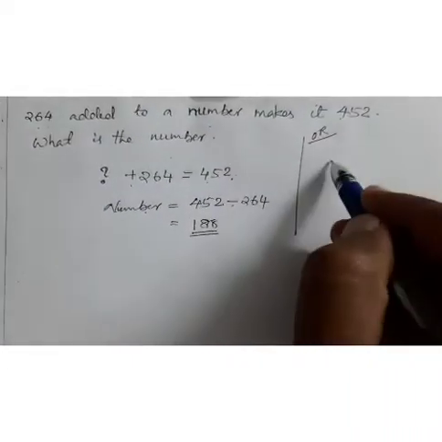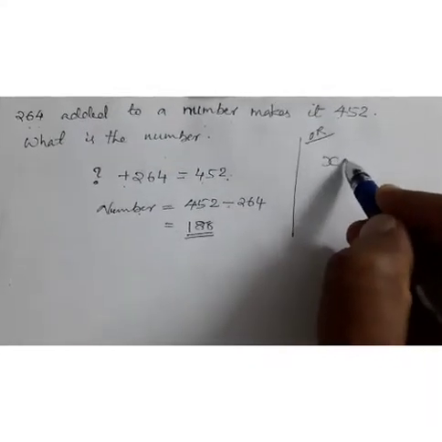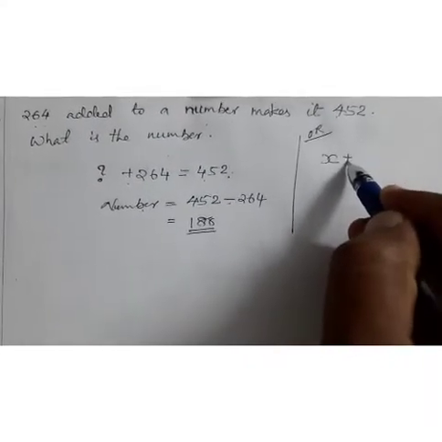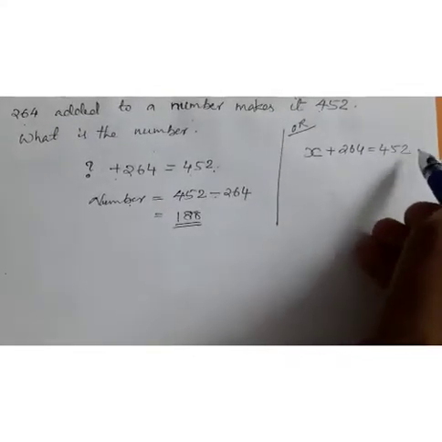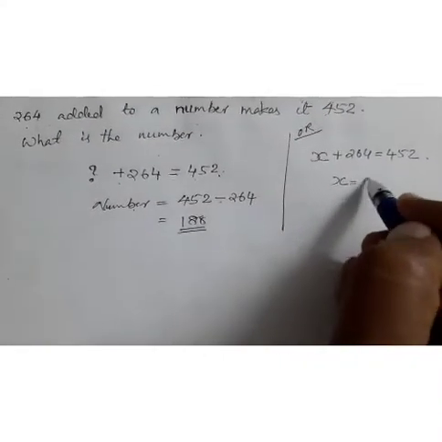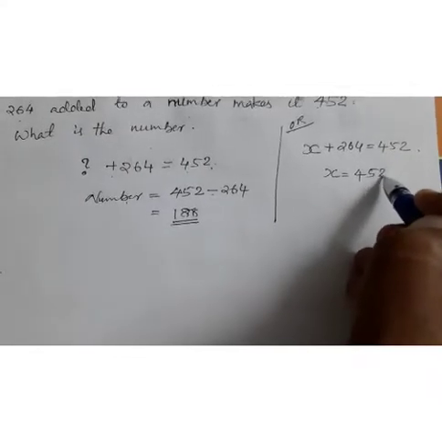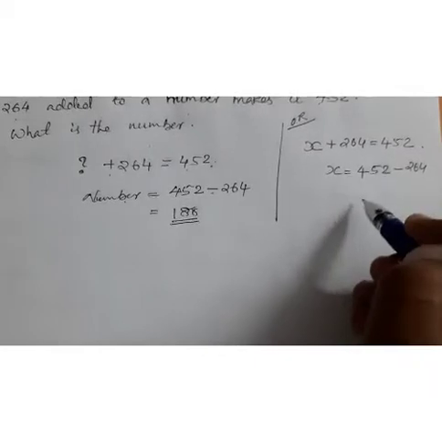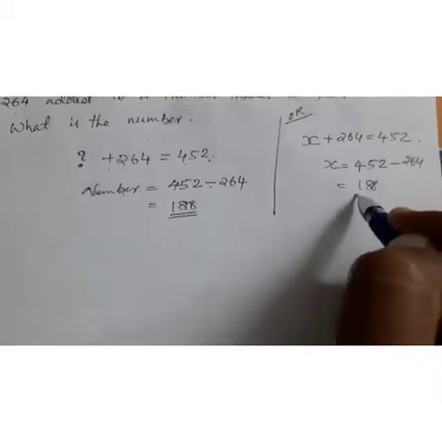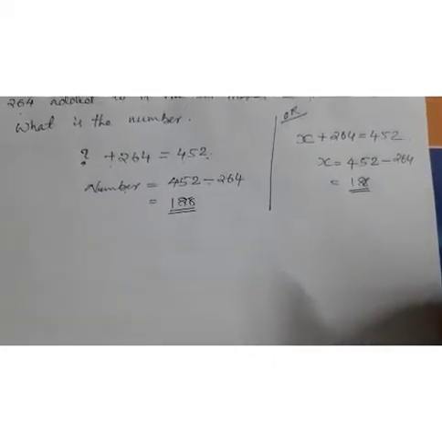Or if you write it like this, x is the number. That particular number x is added with 264. You are getting 452. What is x? The number you are getting by subtracting 264 from 452. So you are getting the answer as 188.